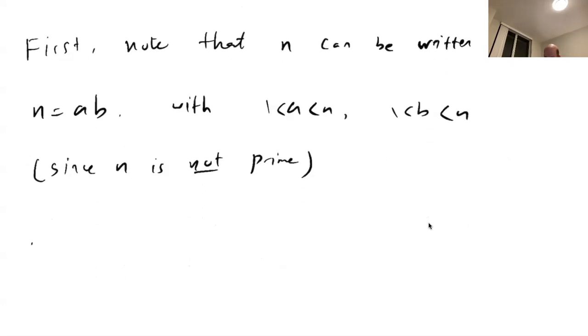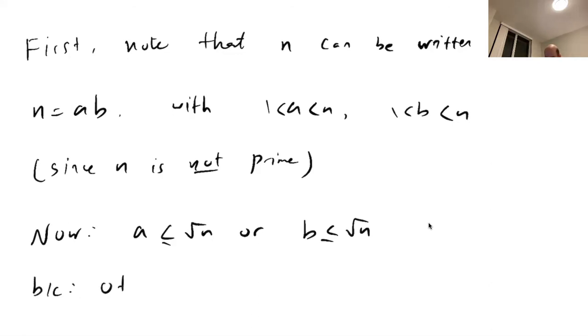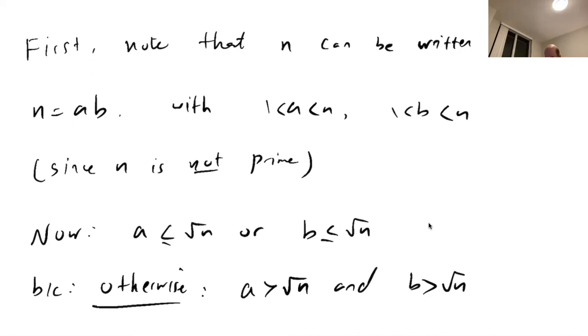Okay, so now A is less than or equal to root n, or B is less than or equal to root n. See, I have two numbers A, B with this property that I said, both between 1 and n. Now I'm saying one of these two numbers has to be less than or equal to root n. Why? Because otherwise, what can I say? I can say that A will be bigger than root n and B bigger than root n.